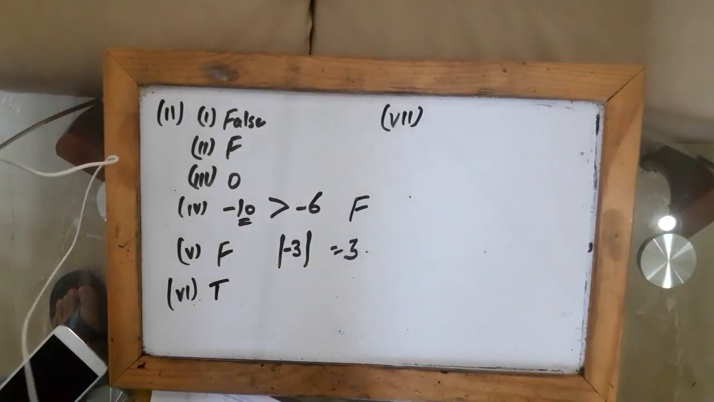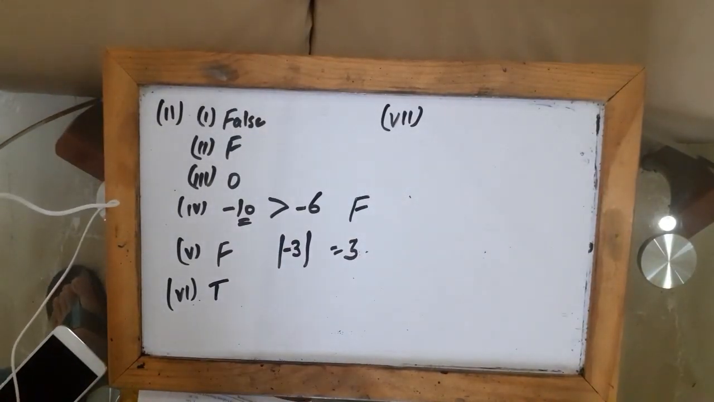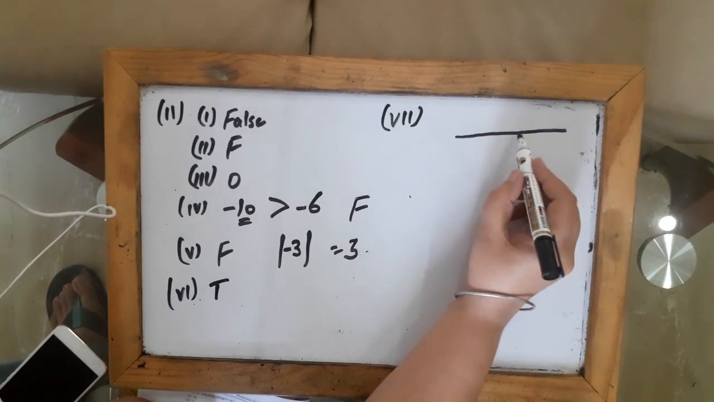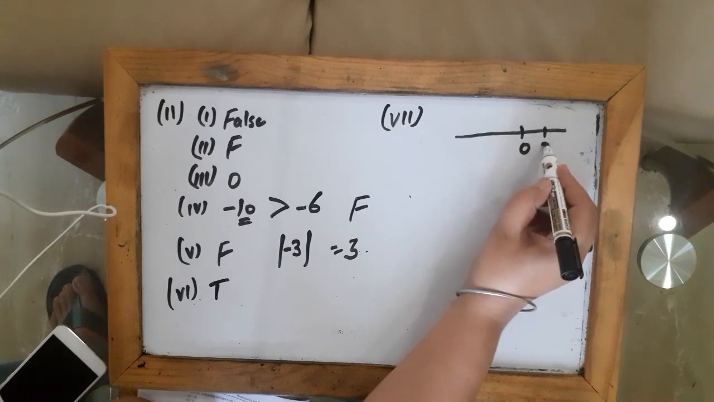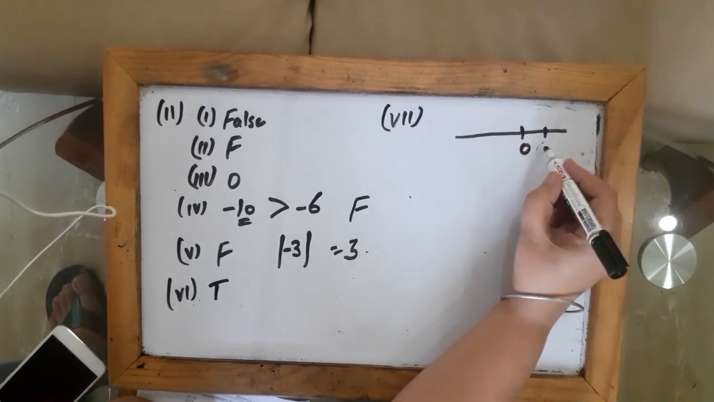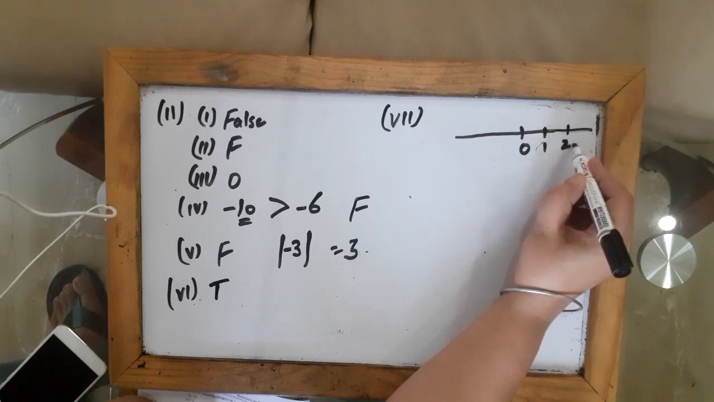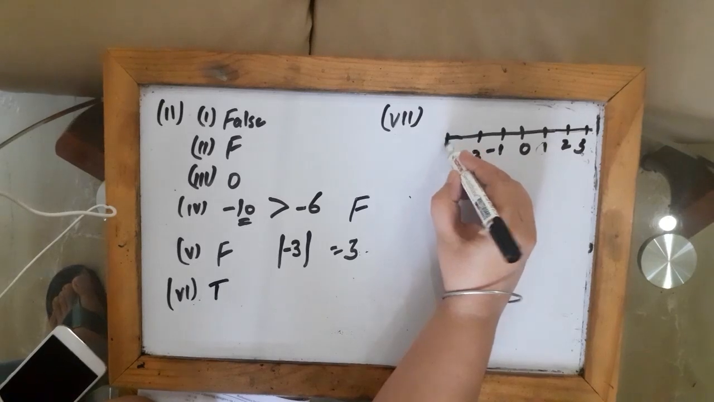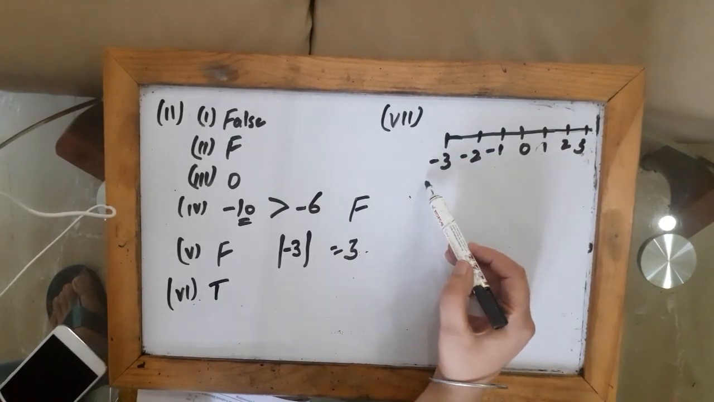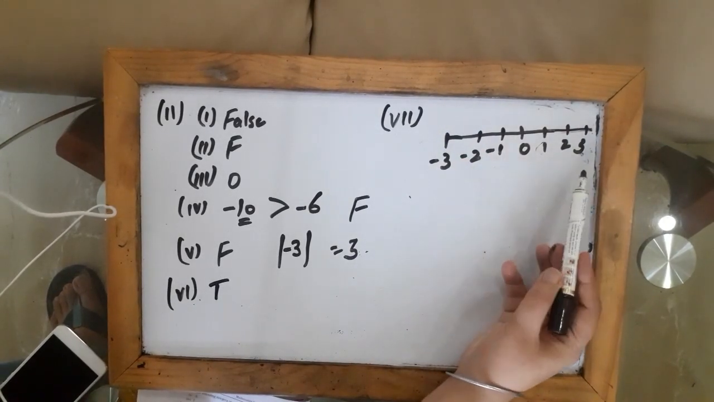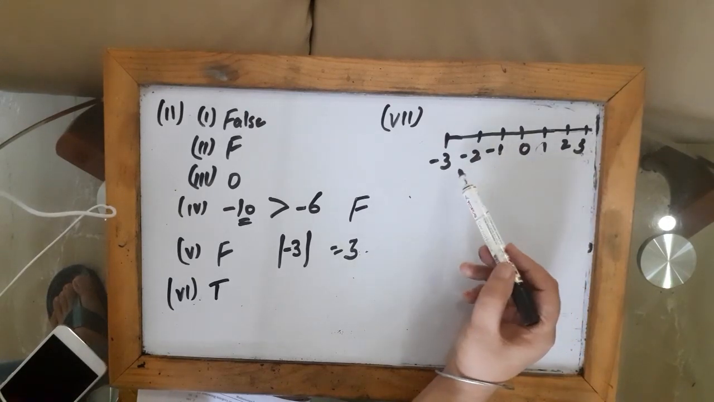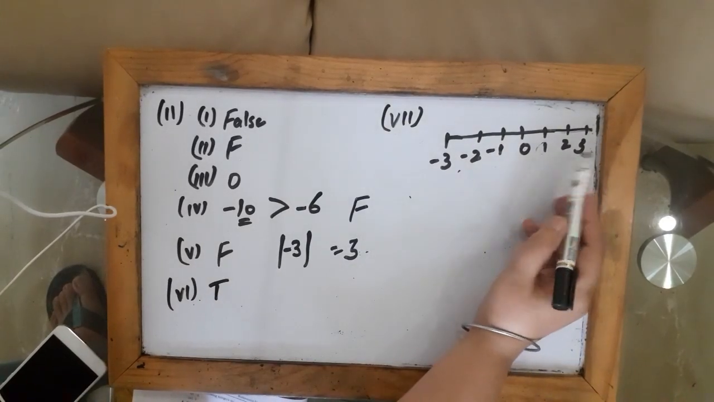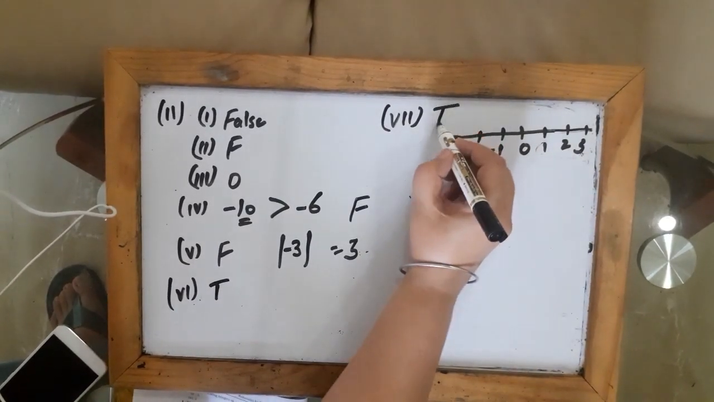Now I come to the seventh part. In this they say every negative integer is less than every natural number. So what are natural numbers? Natural numbers are the positive numbers starting from 1, that is 1, 2, 3 like this, and negative numbers are to the left. So they are saying every negative integer is less than every natural number. It's true, because the negative numbers are smaller than the positive numbers, which are the natural numbers. So this statement is true.